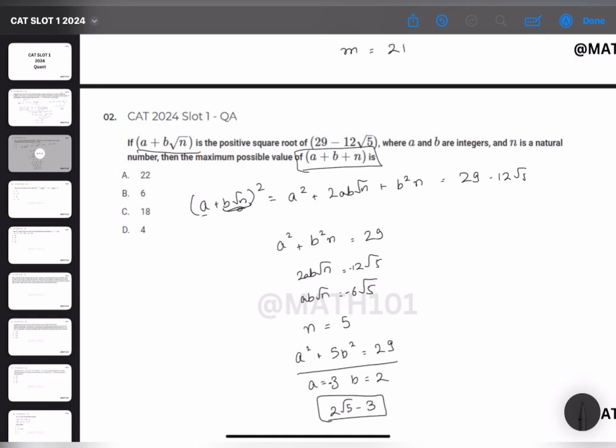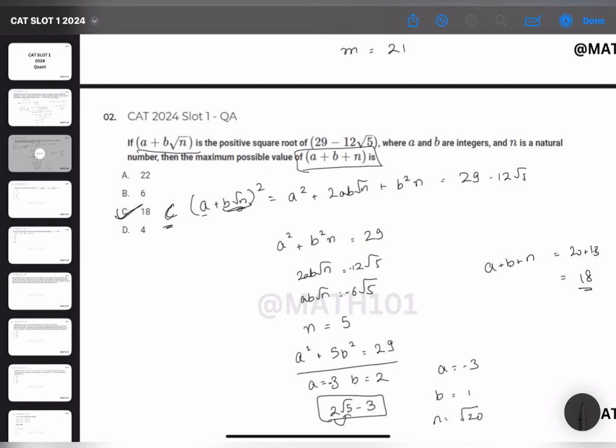We have to maximize the sum a plus b plus n. a is minus 3. We can take b equals 1 and n equals 20. How? We'll just send 2 inside the square root sign. Which will make a plus b plus n equal to 20 plus 1 plus minus 3, that is 18. So the answer is C, 18.